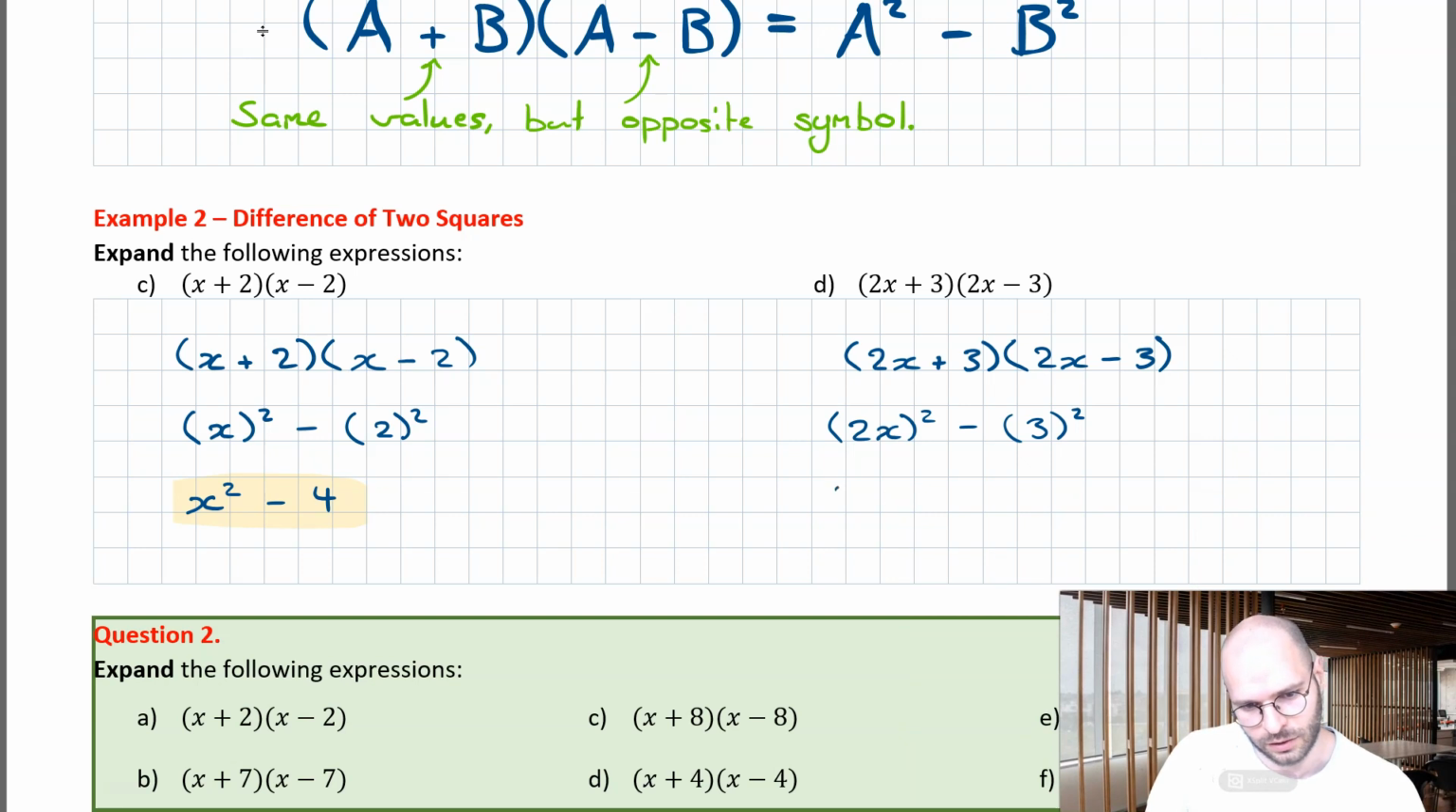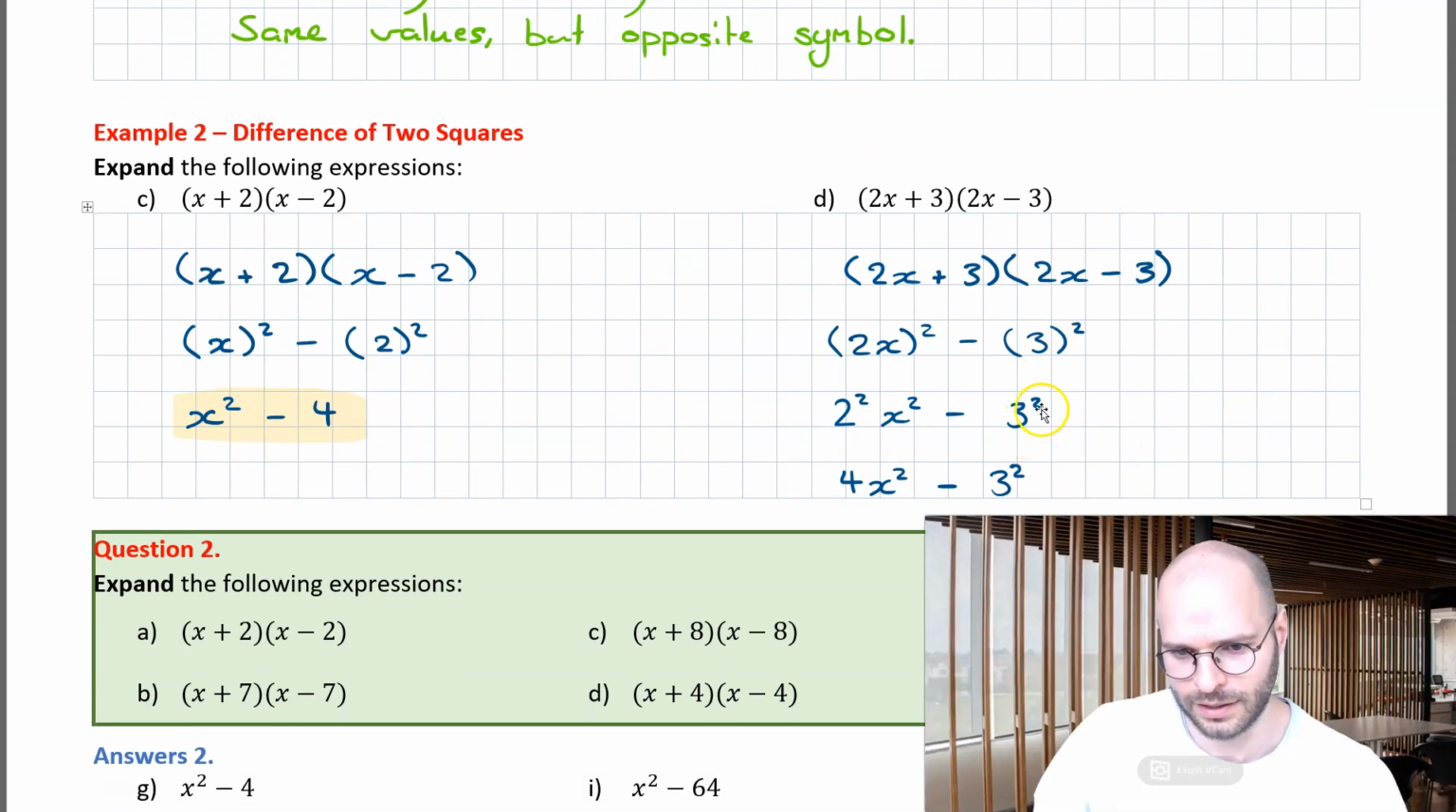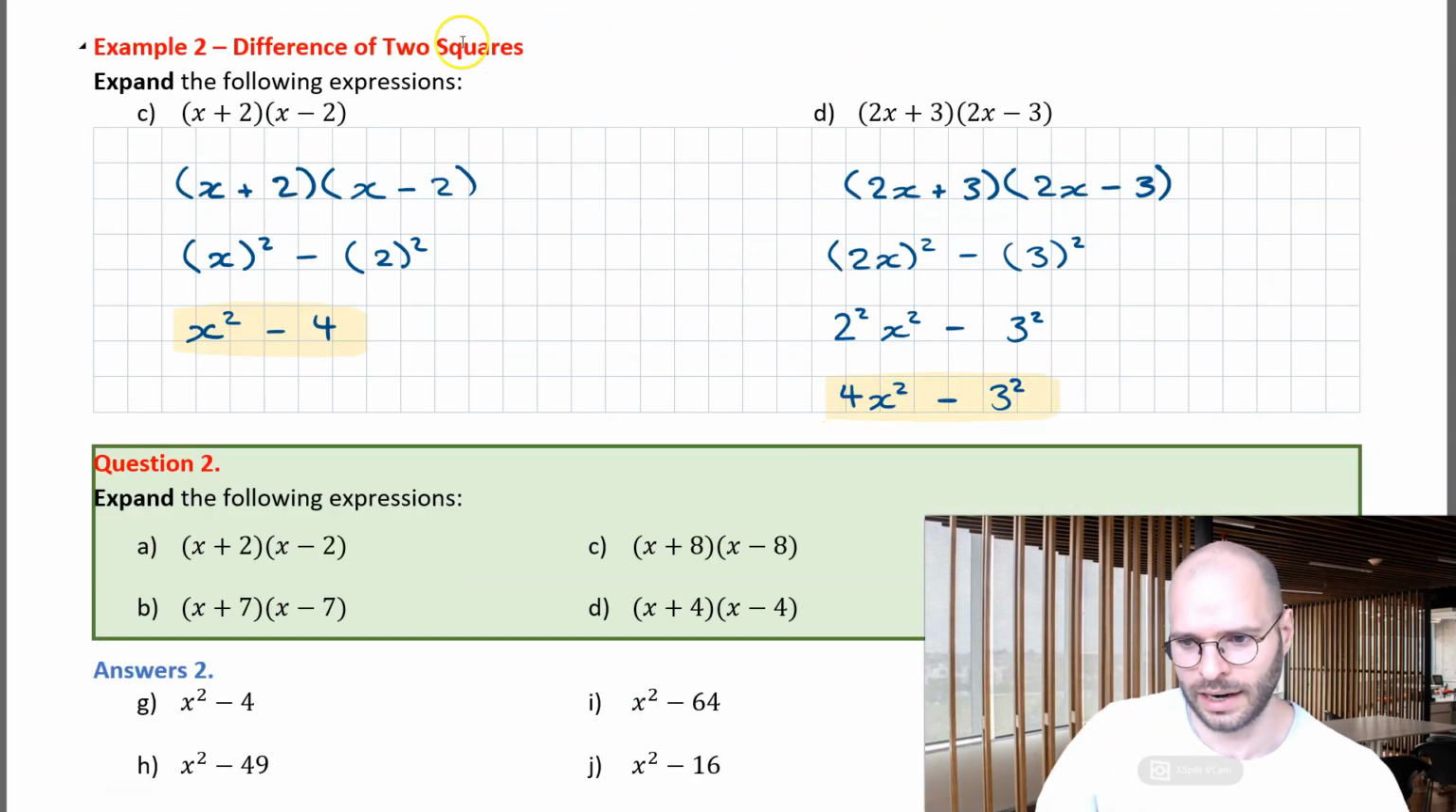The next square, it's going to be 2 squared x squared, so I have to square each factor within the bracket, minus 3 squared. And then finishing this off, 2 squared is 4, x squared stays as x squared, and minus 3 squared. We have to pay particular attention because the square binds most closely to the 3, ignoring the negative here. Alright, let's have a look at something slightly trickier.